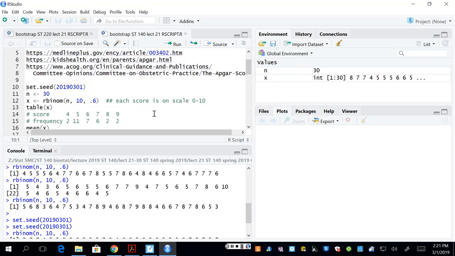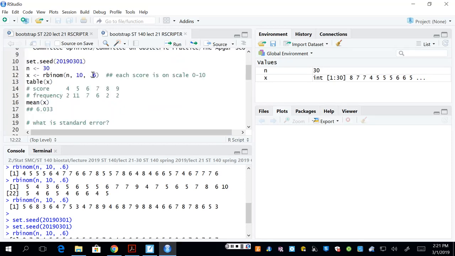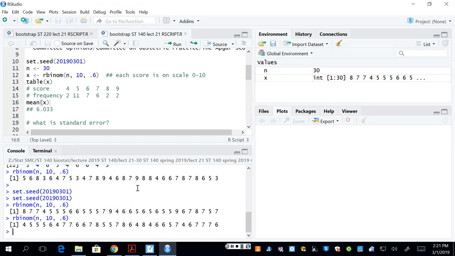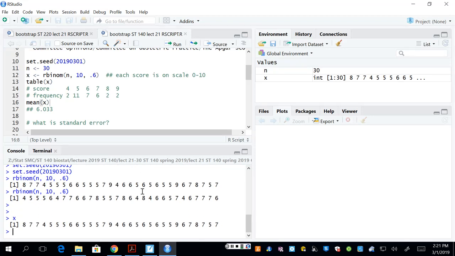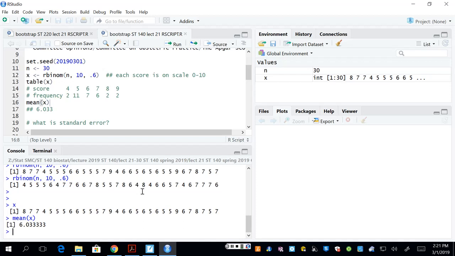What's the 0.6? Is that like P? So this would be P. In a binomial, 10 would be the number of trials and 0.6 the probability. I'm just using the binomial in this case to generate data. And so I'm going to treat these data, the x that I actually have, as quantitative data. The mean APGAR score in this group is 6.03.